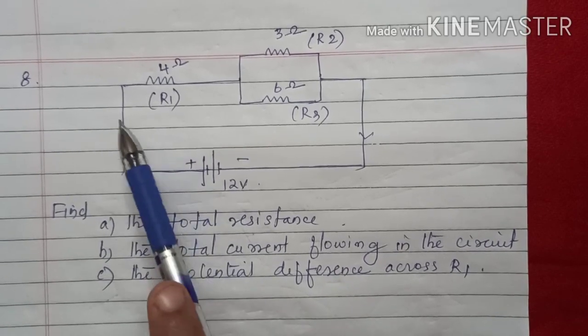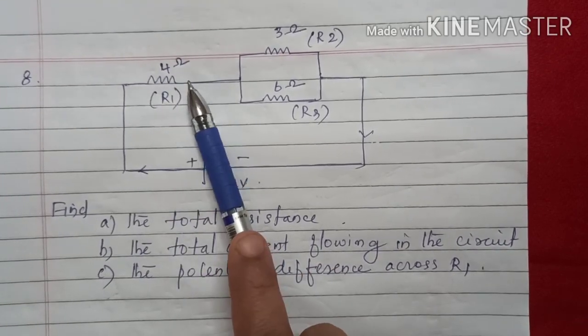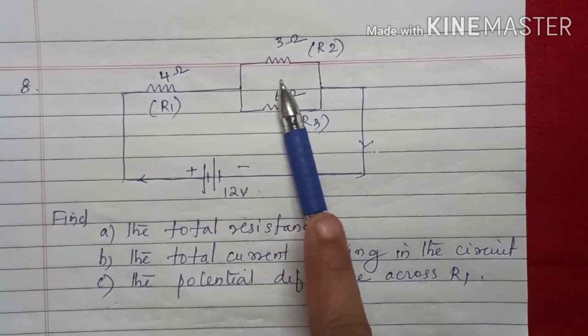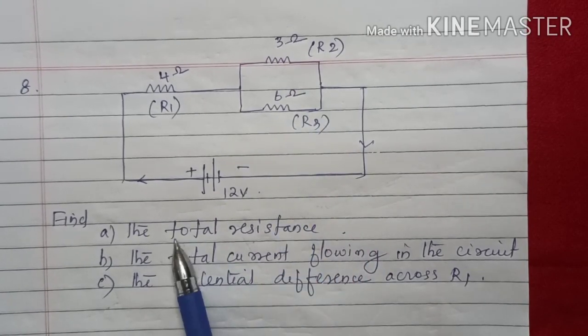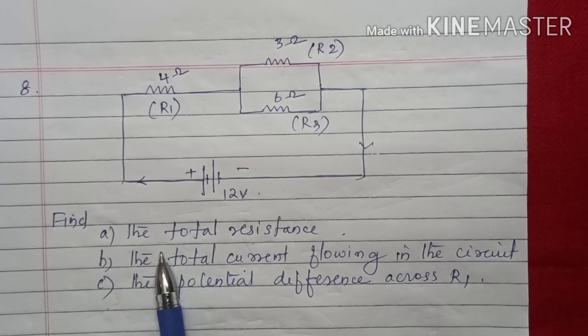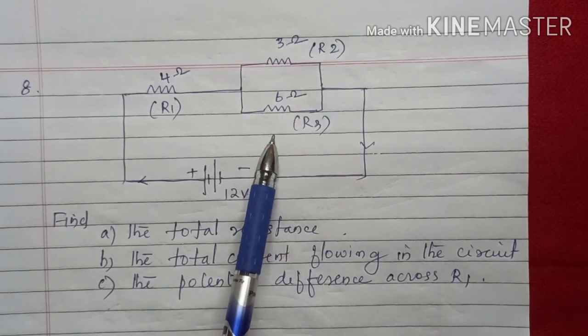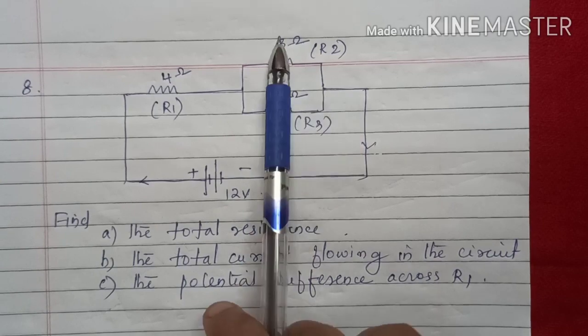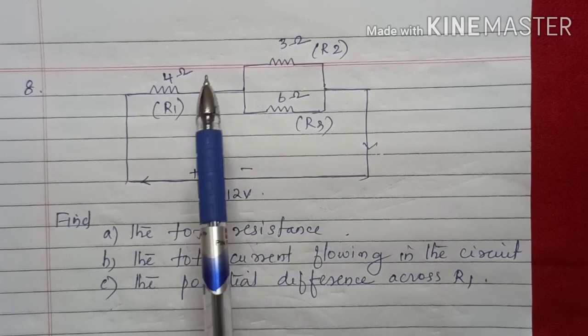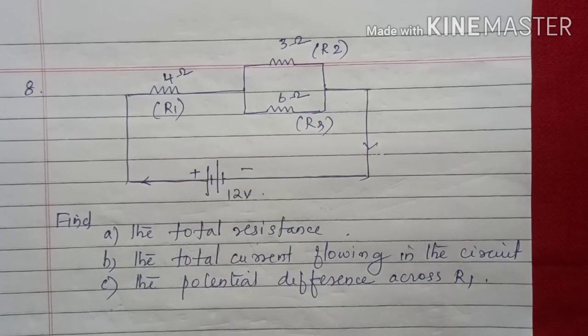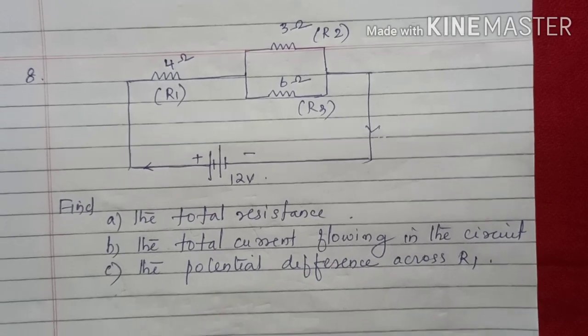When the current moves along R1, there will be a potential difference. Here also there will be a potential difference. So first you have to find the total resistance. Easy, no? The 3 and 6 are in parallel connection, so first you have to find that. Then you have to add it with this 4 ohm resistor. So how will you find the total resistance?